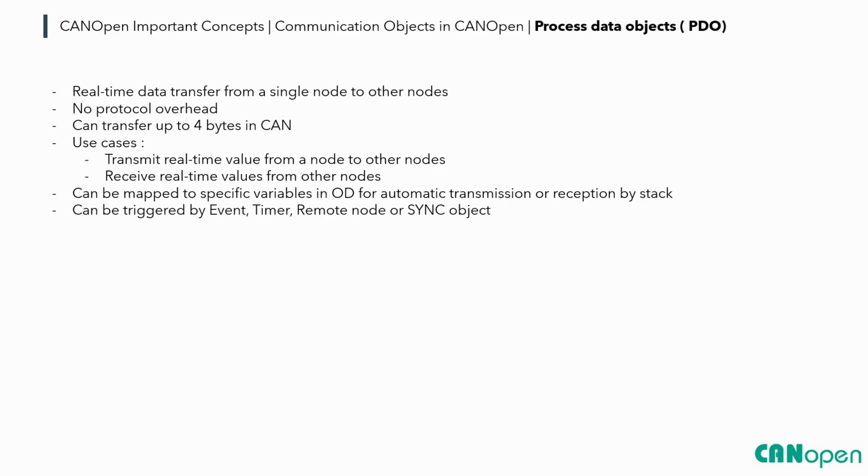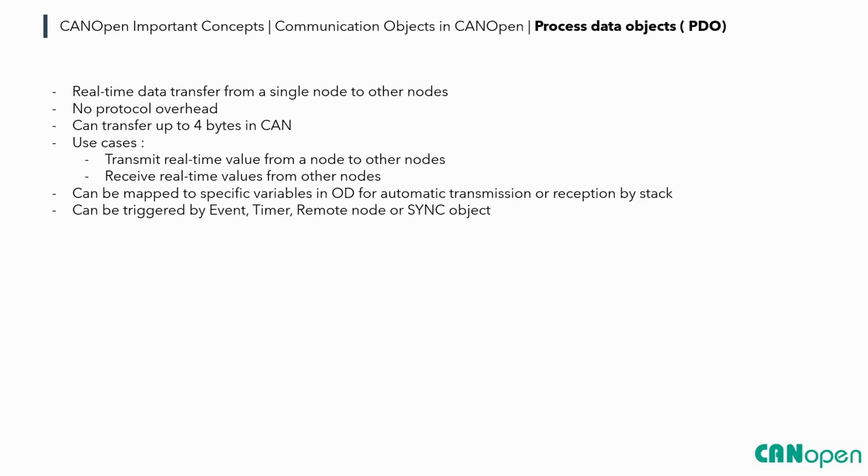You will see this as we go forward. In the EDS editor, we make a variable and then map it to a PDO, and we tell the stack to transmit that PDO every 100 milliseconds. On the receiving nodes, we make a variable first, and then we make an RPDO, and we tell the CANOpen stack that if you get this PDO, just copy that value and put it in these variables. And it will automatically do that for you.